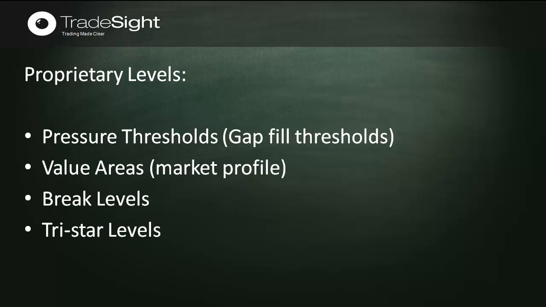Additionally, there are some proprietary levels that are added in that really enhance traders' probability of finding some very key levels that could be support or resistance or breakouts or breakdowns. These are the pressure thresholds, the value areas, the break levels, and also the Tristar levels. Let's just take a moment now and talk about the different levels here and what they mean for our trading.